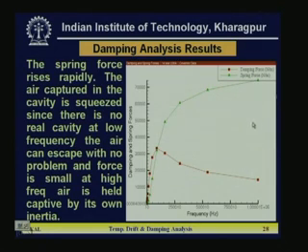The spring force rises rapidly. You can see the spring force, which is the green color, rapidly rises. The air captured in the cavity is squeezed, since there is no real cavity. At low frequency the air can escape with no problem, and force is small. At high frequency, air is held captive by its own inertia. So, that is the damping inside the structure.